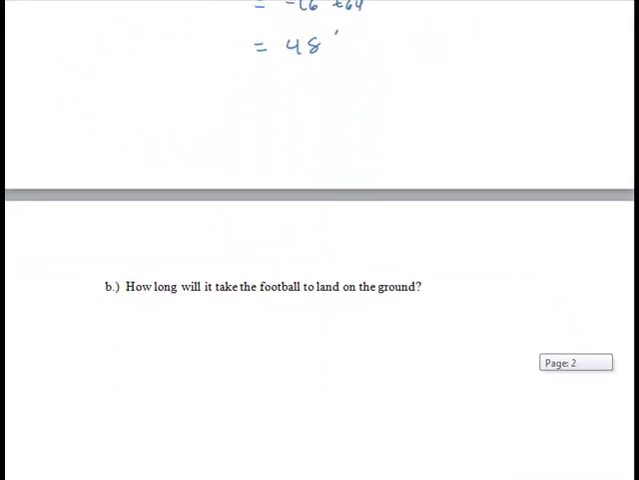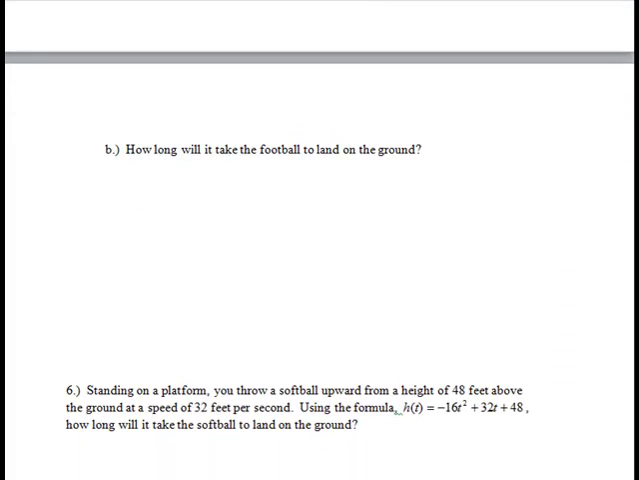Part B, how long will it take for the football to come back and land on the ground? So here, using the function backwards, instead of giving a time and asked to find the height, we know a height. Well, if it's on the ground, the height is 0. So substituting h of t is equal to 0, that allows us to solve for the time t.